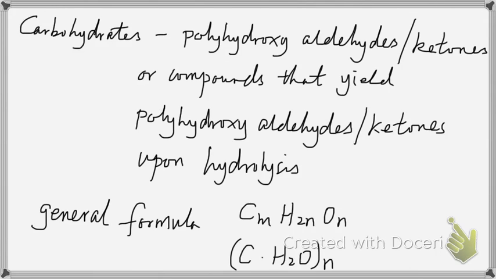Another way to look at the carbohydrates is if m and n are equal, we can put it down as CH2O with n units of this. Okay, so this is how the name carbohydrates come from, because it's carbon with water. We say carbohydrates are like the hydrates of carbon. That's why we call it carbohydrates. Okay?